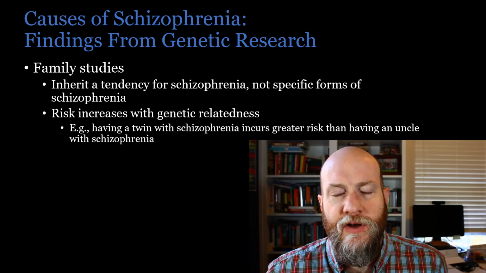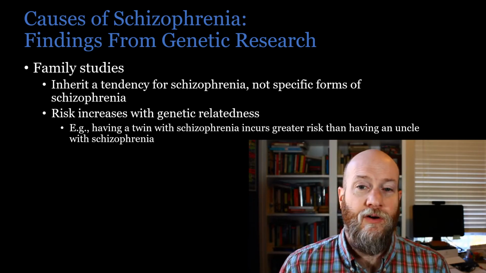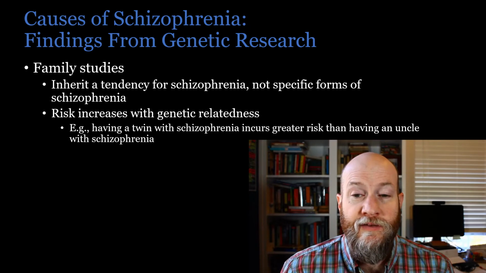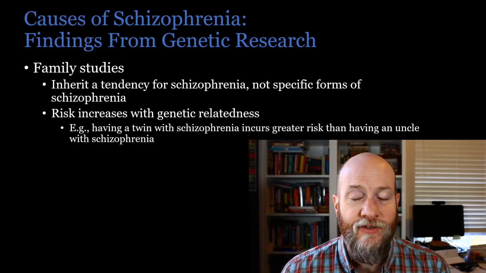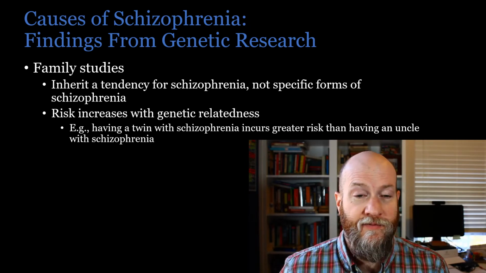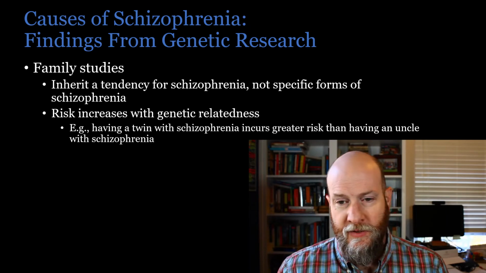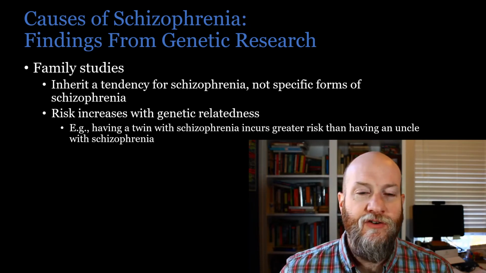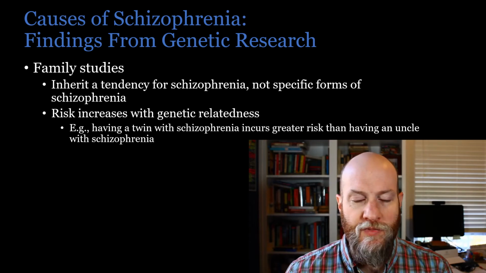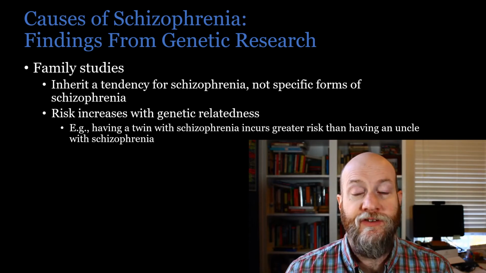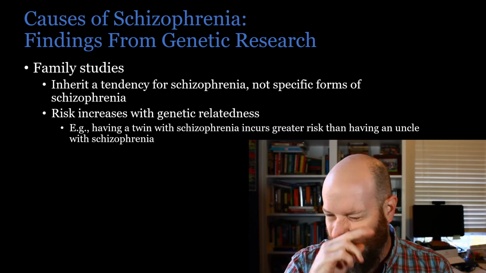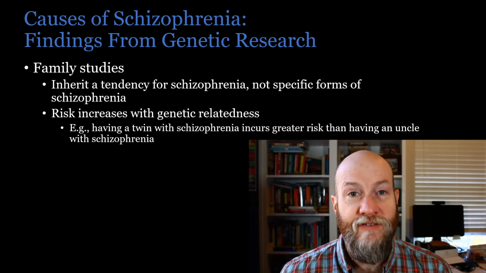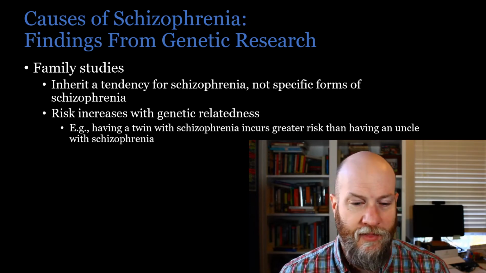So where do we think schizophrenia comes from? As I said, amongst all the disorders, it is probably the most believed to have a strong genetic or biological influence. There is an inherited tendency for schizophrenia in families, but not a specific form or manifestation. That's another reason why we got rid of the subtypes. The risk increases with genetic relatedness. So the more you share the DNA with an individual who has schizophrenia in your family, the more likely you are to develop it. So having a twin with schizophrenia incurs a greater risk than having an uncle or even a parent with schizophrenia. So it really is the degree of DNA you share with an individual that seems to increase the risk for developing it.